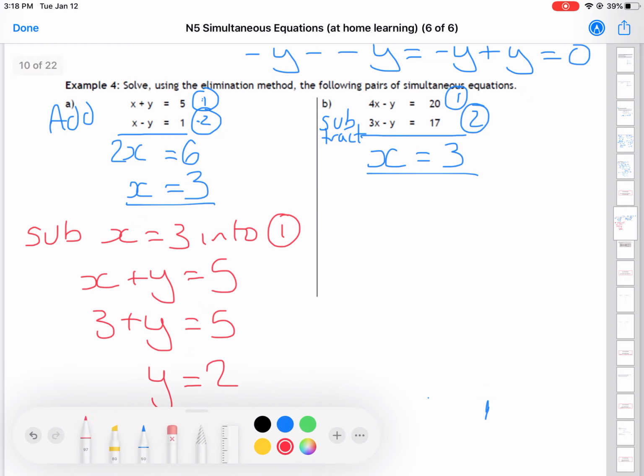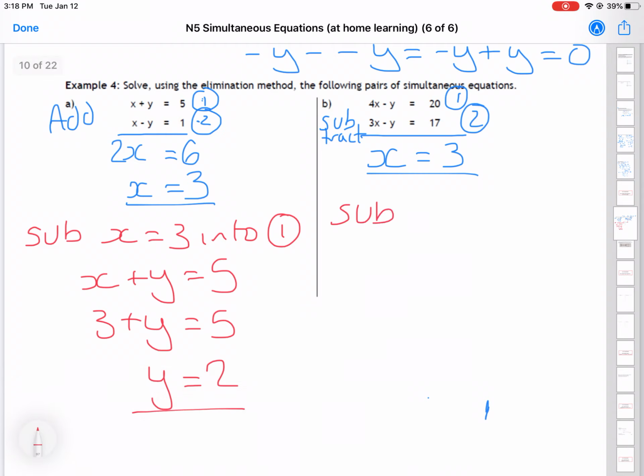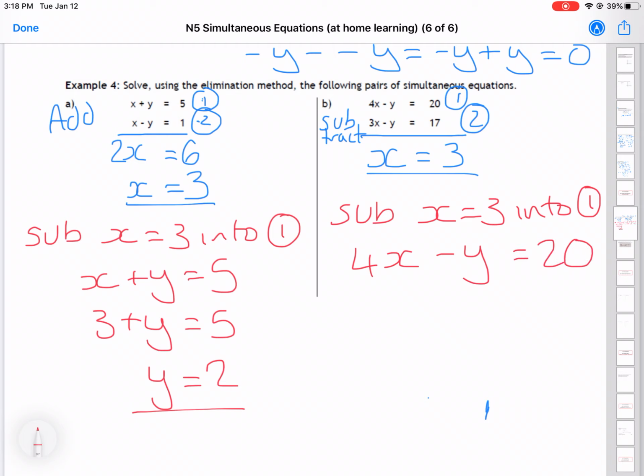We don't need to do anything else here, of course, because we've got x on its own already. We do need to sub that x equals 3 into one of our equations. We can choose any one. I'll choose equation 1. Feel free to do equation 2 and convince yourself that it works the same way. Equation 1 is 4x take away y equals 20. 4 times 3 take away y equals 20. 4 times 3 is 12. Take away y equals 20.